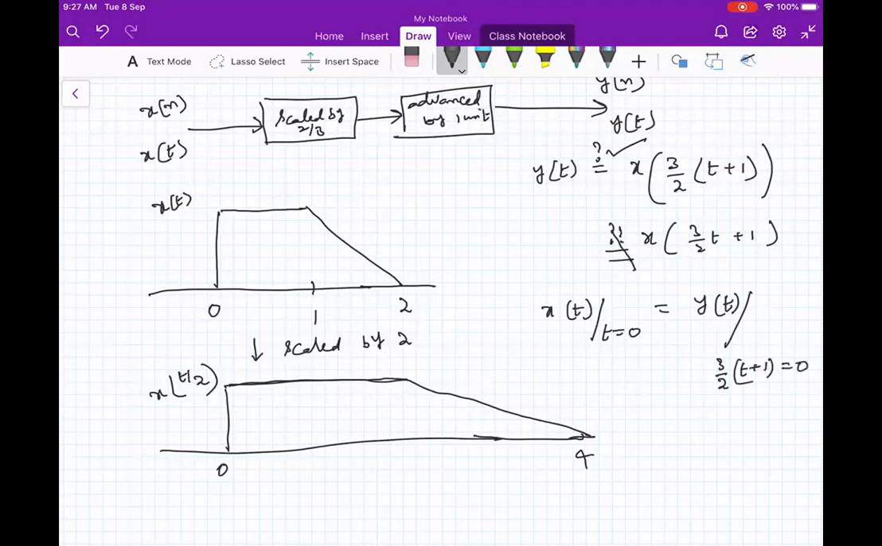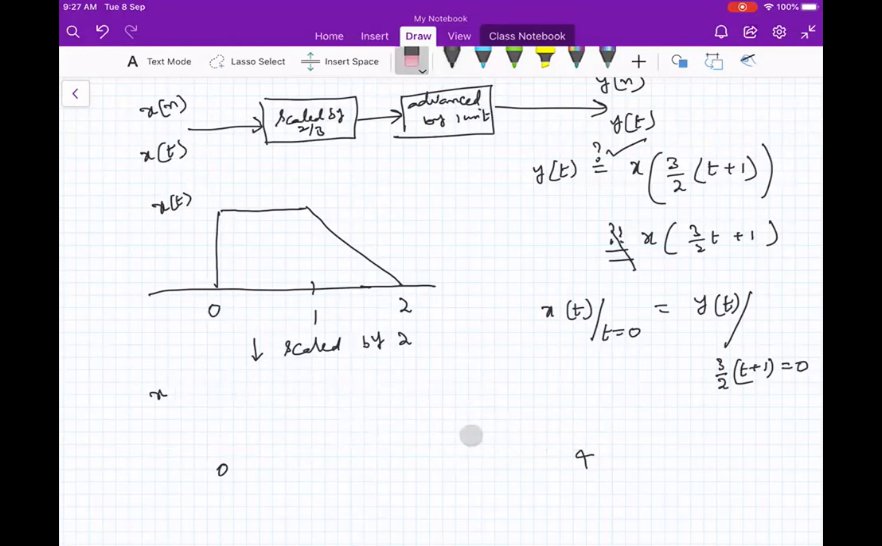Correct? At this, y of t is 3/2 into t plus 1. Okay, t plus 1 equal to 0. Correct or not? Yes, sir. Fine. So I will just erase this for getting better space for us. Okay, so now this is what? X of 0 is equal to y of what will happen now?